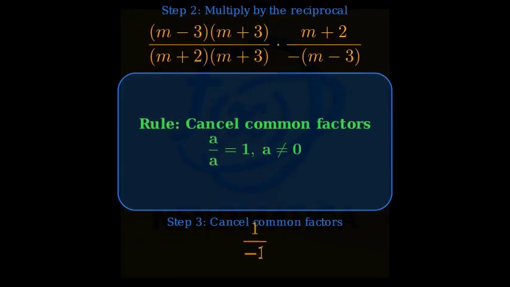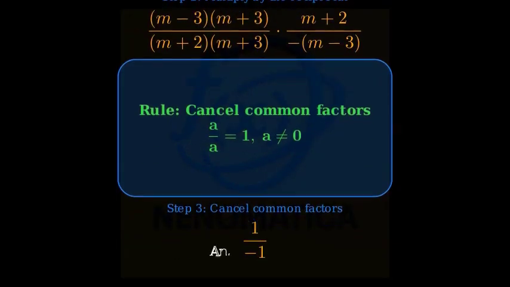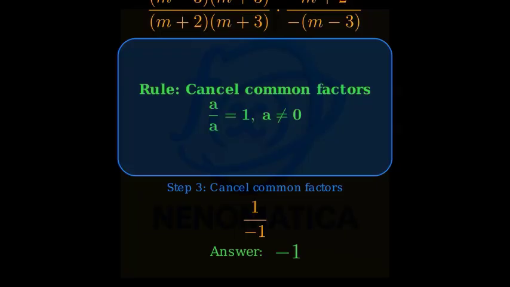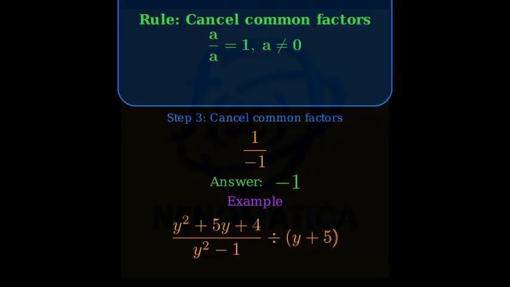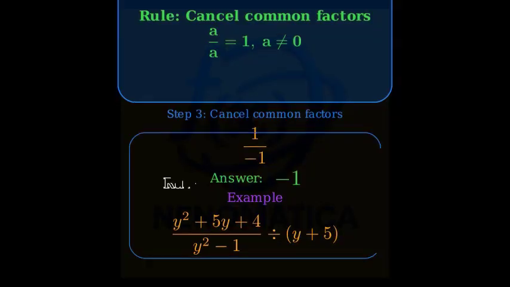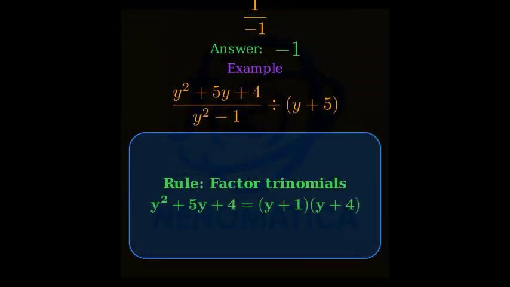Now, let's do a second example. We'll show the problem in bold orange again. Step 1 again is factoring. Factor y squared plus 5y plus 4 into y plus 1 times y plus 4. And factor y squared minus 1 using difference of squares.